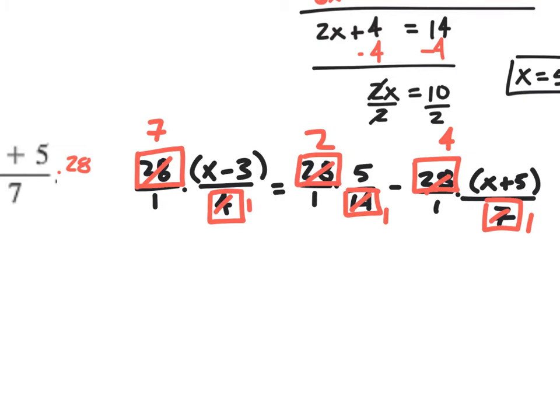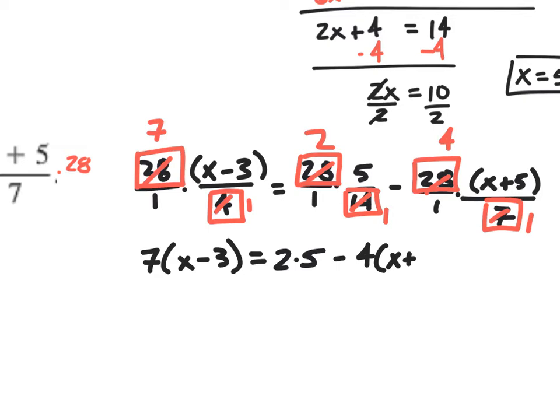So now what I have is this. I have a linear equation. 7 times x minus 3 is equal to 2 times 5 minus 4 times x plus 5.